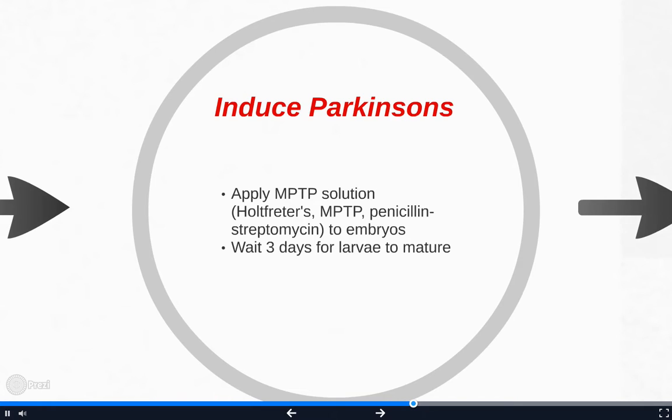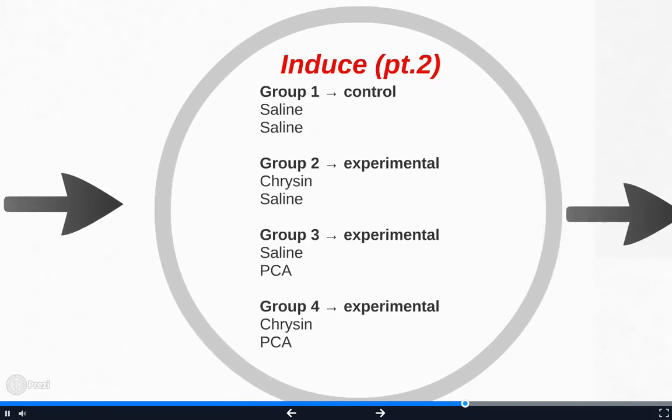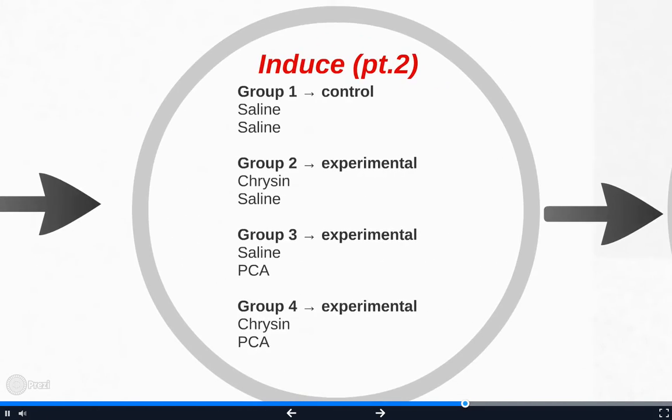Next, we will induce Parkinson's by applying MPTP solution containing Holt-Fretter solution, MPTP, and penicillin streptomycin to the embryos. We will then wait 3 days for them to mature. For our experiment, we will have 1 control group and 3 experimental groups to see the effects of each neuroprotective agent individually and together.